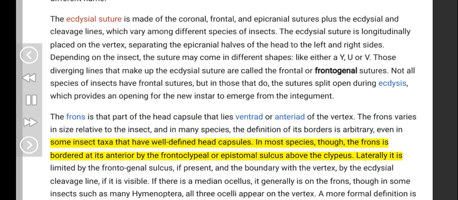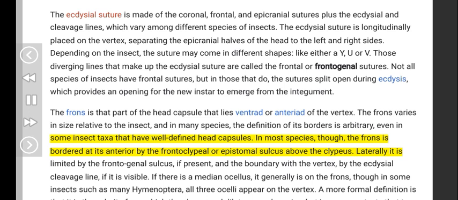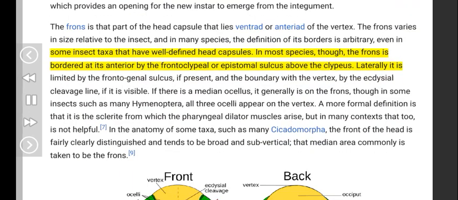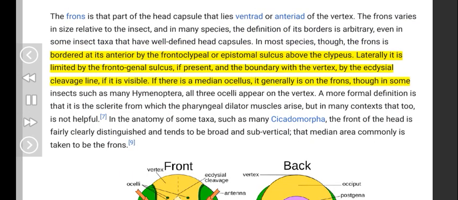In most species, though, the frons is bordered at its anterior by the frontoclypeal or epistomal sulcus above the clypeus. Laterally it is limited by the frontogenal sulcus, if present, and the boundary with the vertex, by the ecdysial cleavage line, if it is visible. If there is a median ocellus, it generally is on the frons, though in some insects such as many Hymenoptera, all 3 ocelli appear on the vertex.